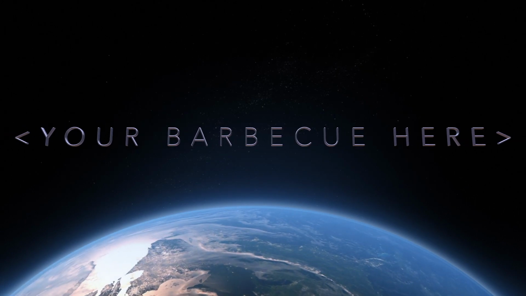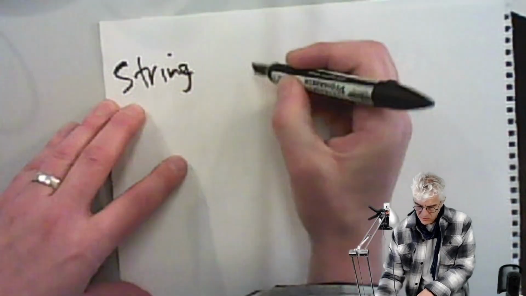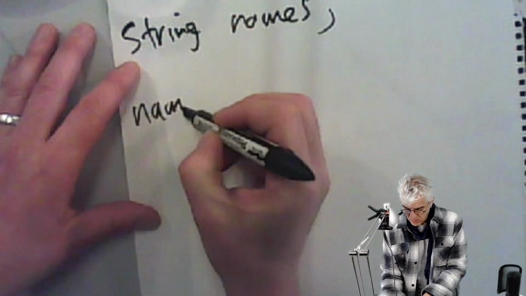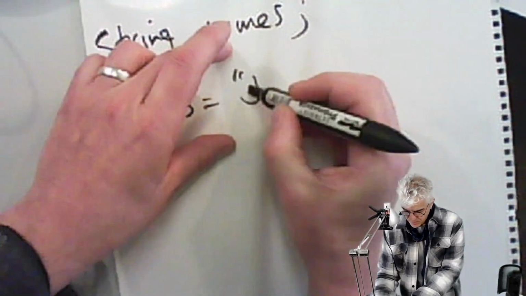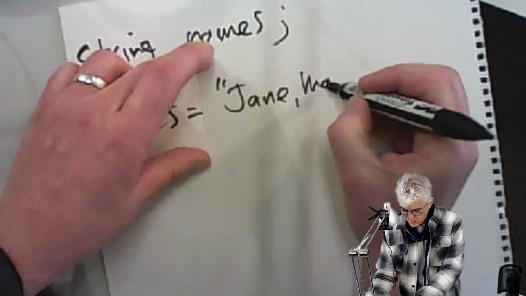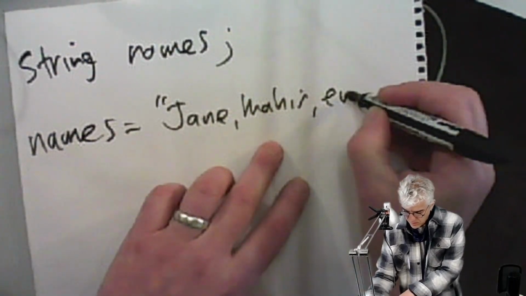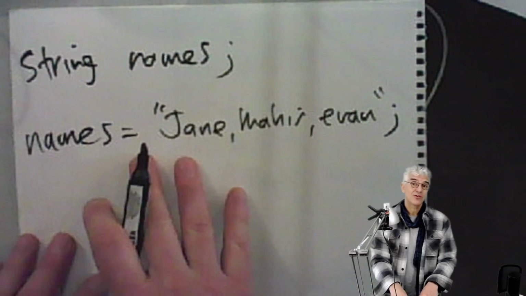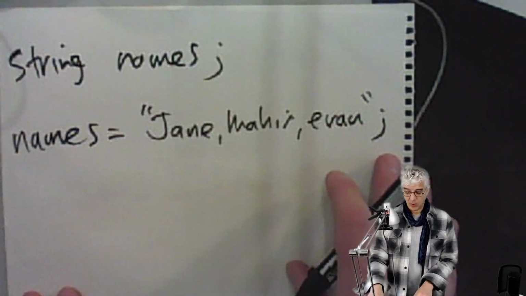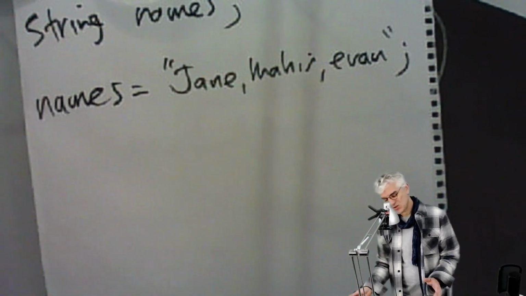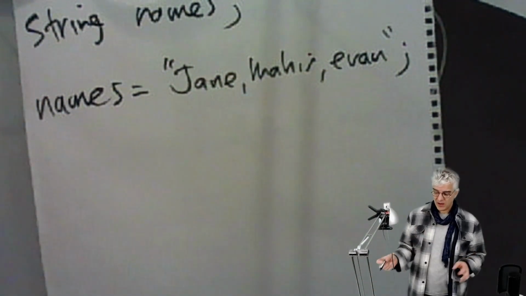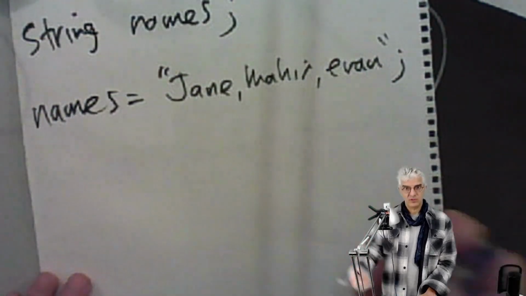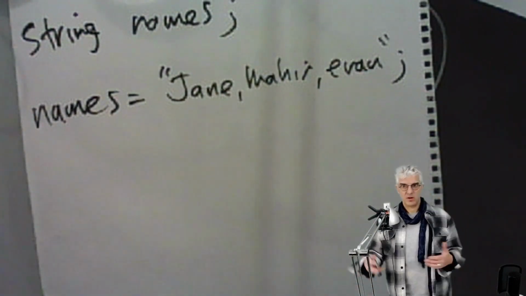Now, I could make a string called names and then say names equals Jane, Mahir, Evan, etc. And I would, because it's a string, because they're words, I would put them inside quotes, and I could separate each one with a comma. Not greatly helpful because I have to go through and say, well, no, Jane has 4 letters in her name, but Mahir has 5, Evan has 4, Stephen has a different number, Tom has a different number, etc.